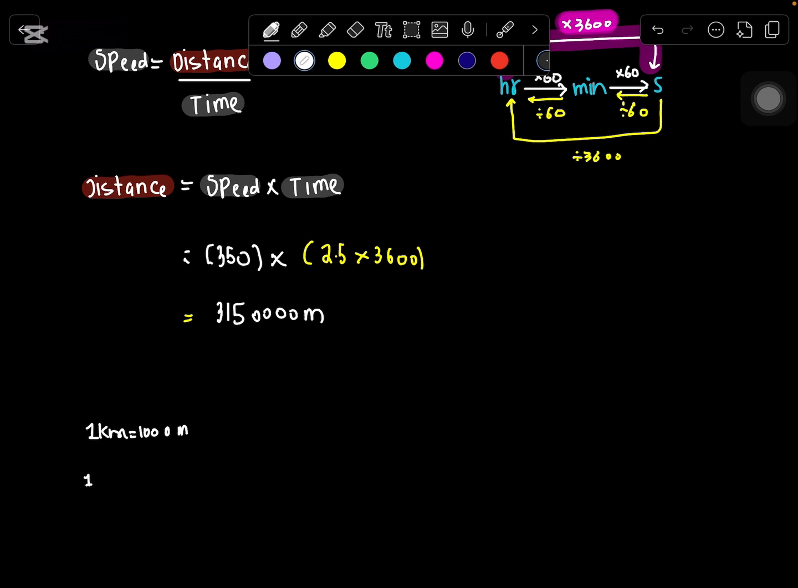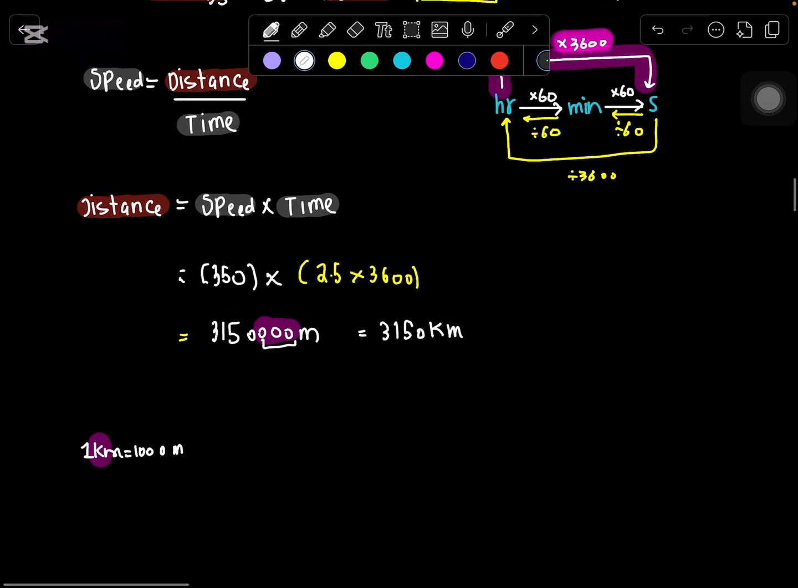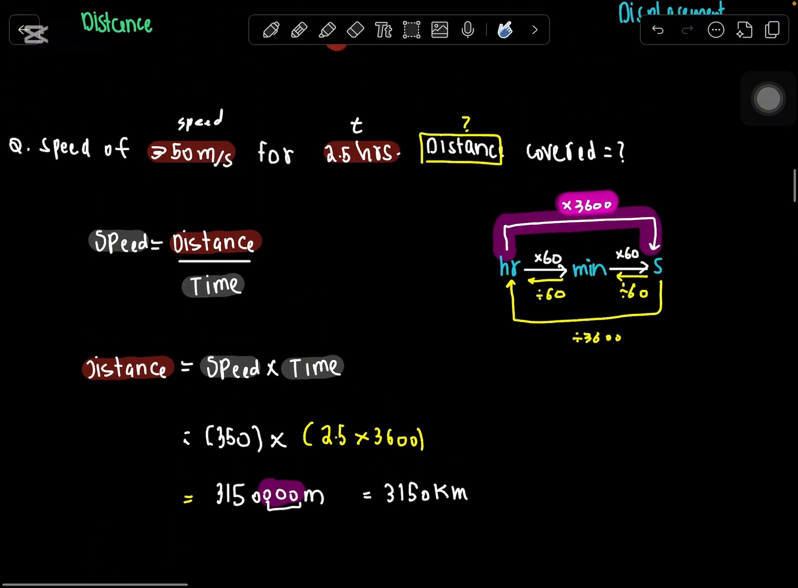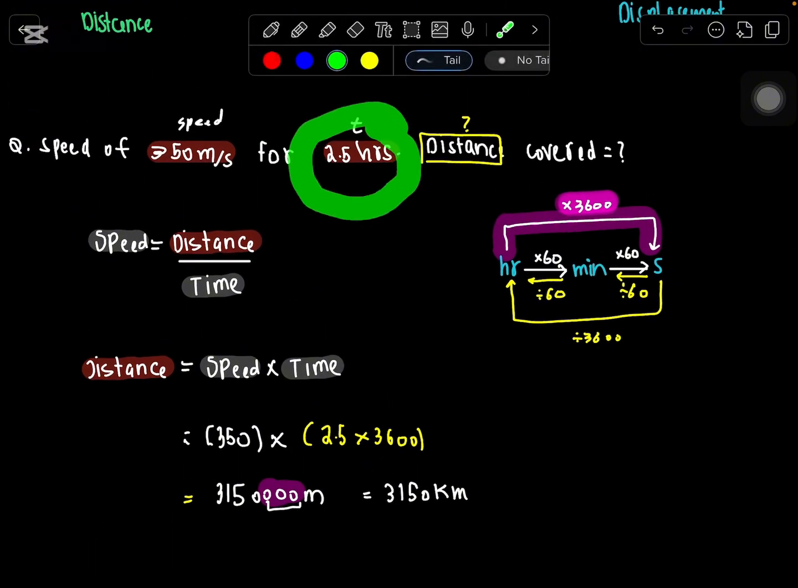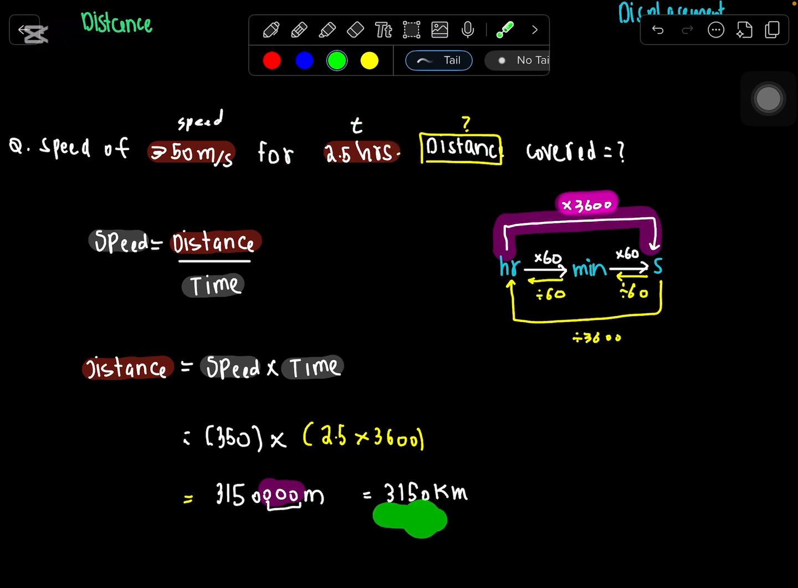Now, if you were to convert that to kilometers, remember that 1 kilometer has 1,000 meters. Kilo is used to represent 1,000. So if you want to write in kilometers, you can take these 3 zeros, which are representing 1,000. That would be 3150, and instead of these 3 zeros, you can write K for kilometers. That's a lot of distance, probably because we took the speed to be that huge, and then we took the time for which the car was traveling to be 2.5 hours, so it definitely covered that much distance. I'm not sure if that's practical, but here we are.